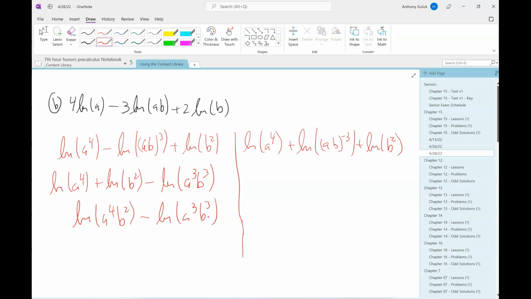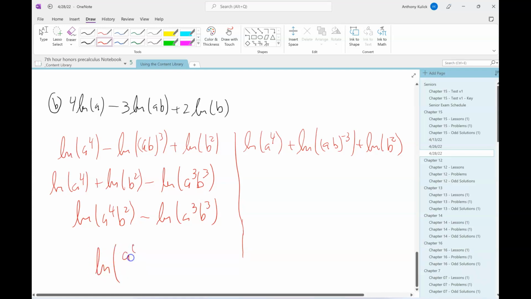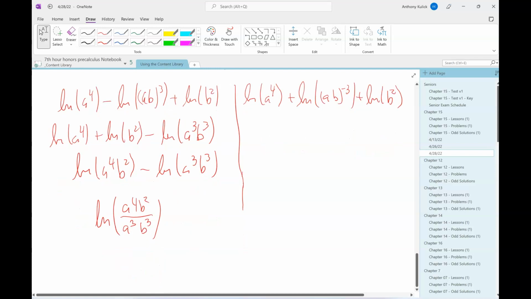And then my last step would be quotient property, and nothing sneaky there. Worth pointing out to us that we can reduce that fraction just down to a over b.